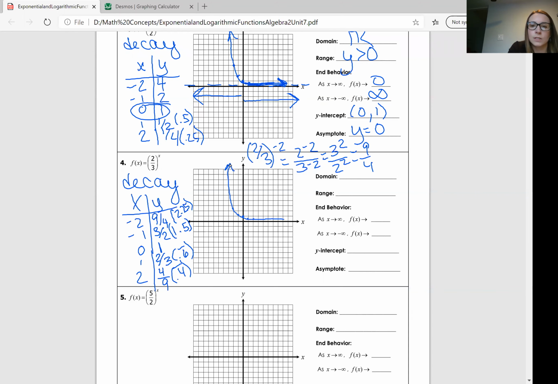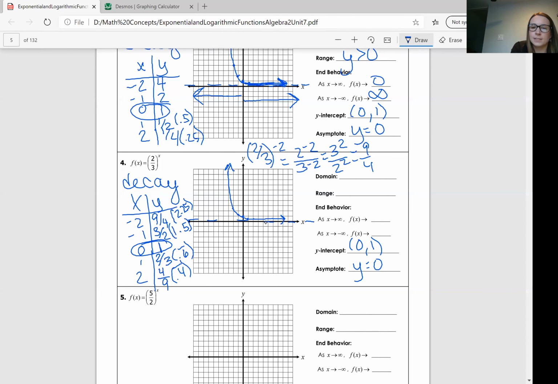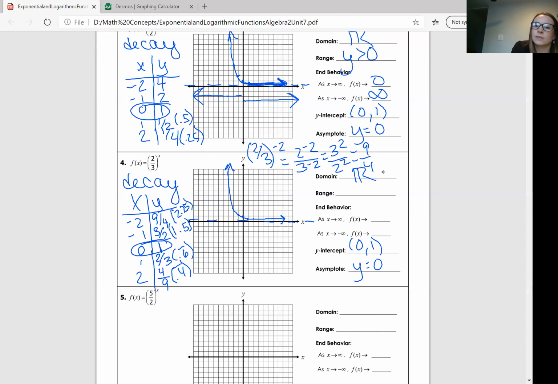All right, again, our asymptote is still here. So that's y equals 0. Our intercept is still at 0, 1. Okay. Domain is still all positive and negative x values. So that's still all real numbers. Now your range. Okay, your range still is everything above 0. So that's y is greater than 0.